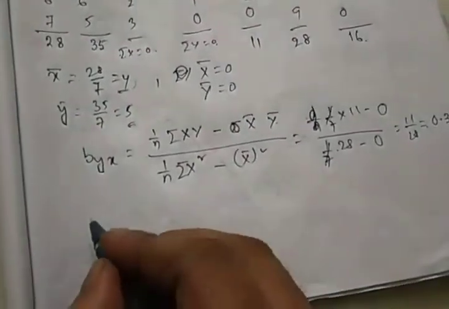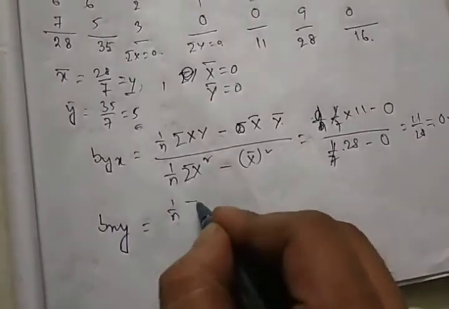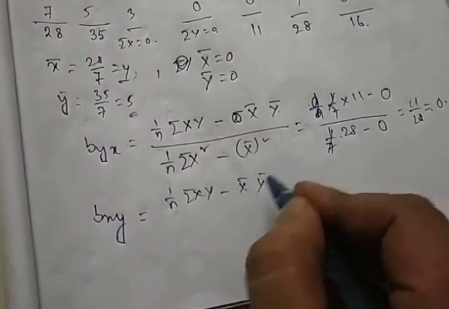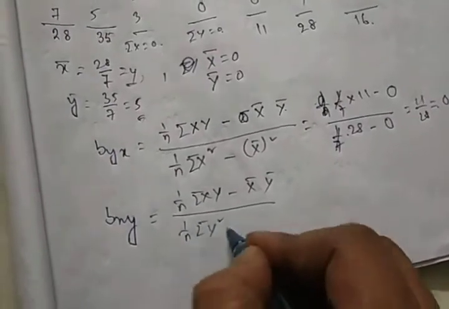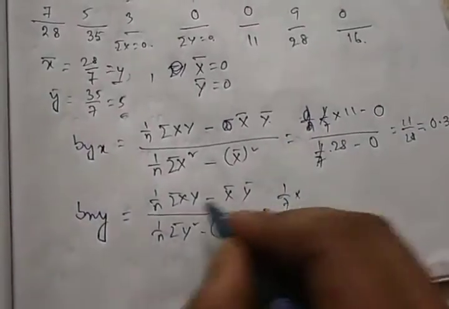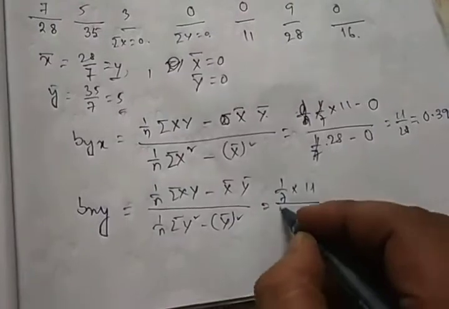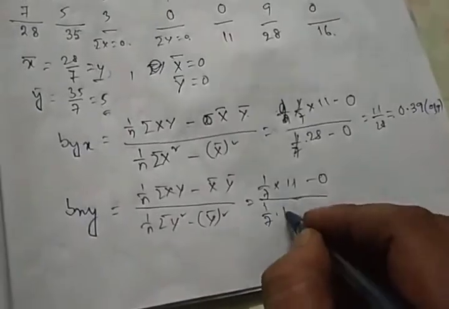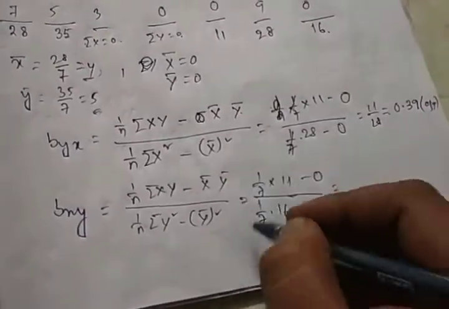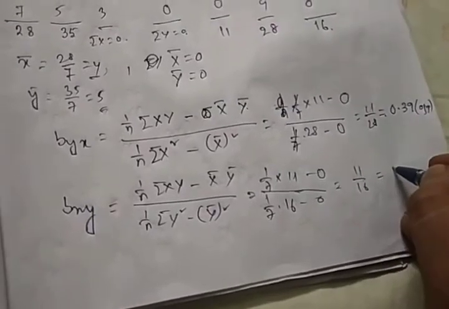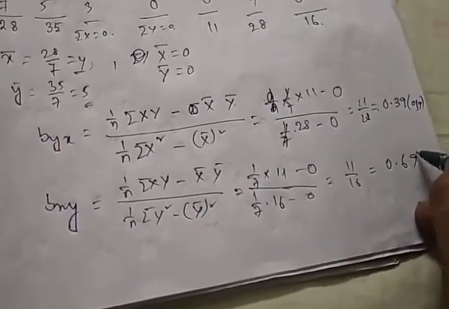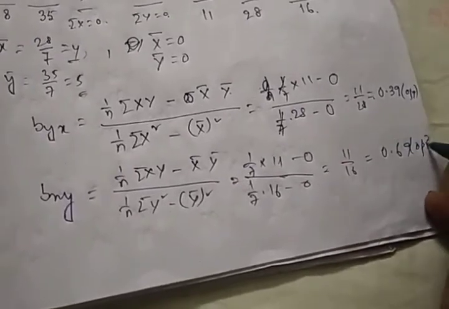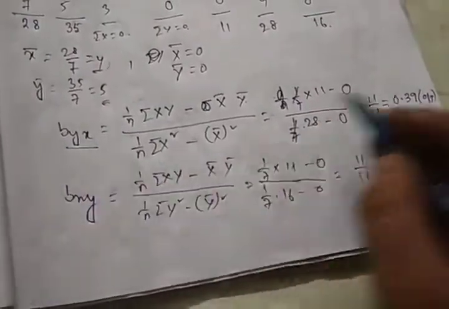Okay, and also bxy equals 1 by n summation xy. The upper part will be the same and the lower part will be 1 by n summation y square minus y bar whole square. That will be 1 by 7 into summation xy, which is 11, divided by 1 by 7 into summation y square, which is 16, minus 0. So 1 by 7 cancelled out, we get 11 by 16, which is approximately 0.69. So we get byx equals 0.39, bxy equals 0.69.